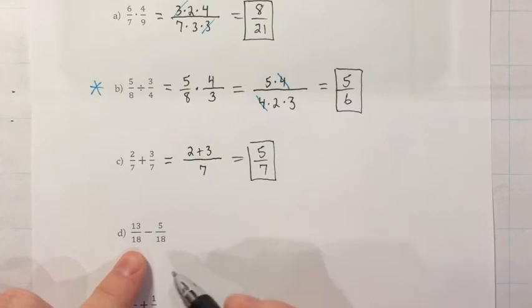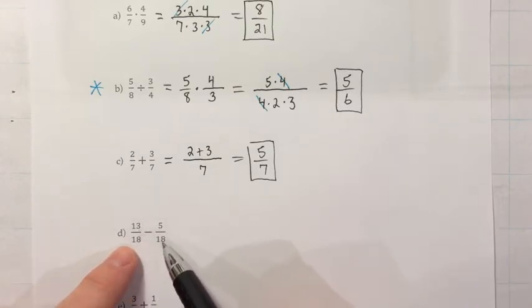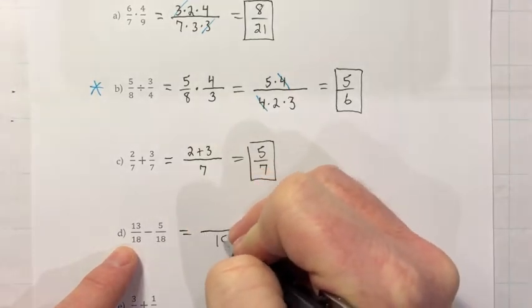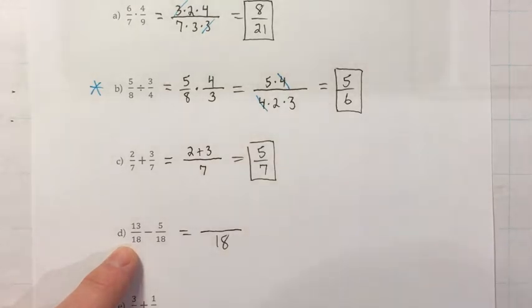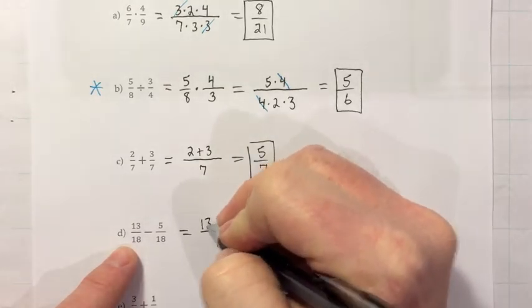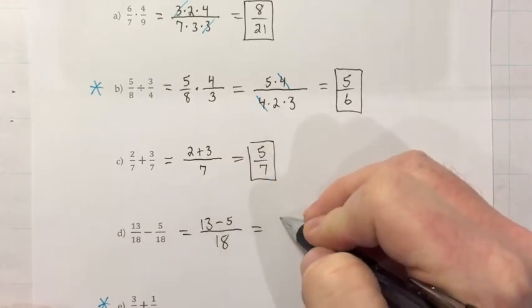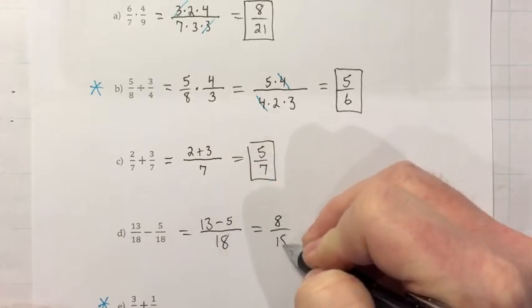So same idea. We have 13/18 minus 5/18. Again, if I had 13 apples minus 5 apples, it would be 8 apples. And the same thing happens here. I don't change what kind of thing they are, so I keep them as 18ths. And I take the 13 and I subtract the 5. And 13 minus 5 is 8 over 18.